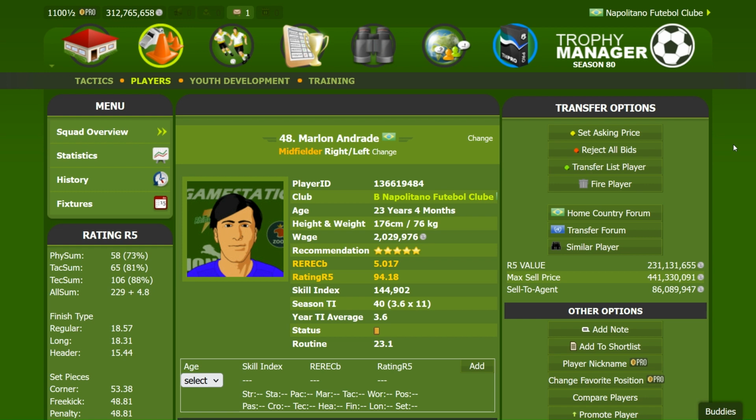After you buy a player, you can only sell him after half a season, 6 months in the game or 6 weeks in real life. If you want to know more about transfers, check the video you see in the cards now.